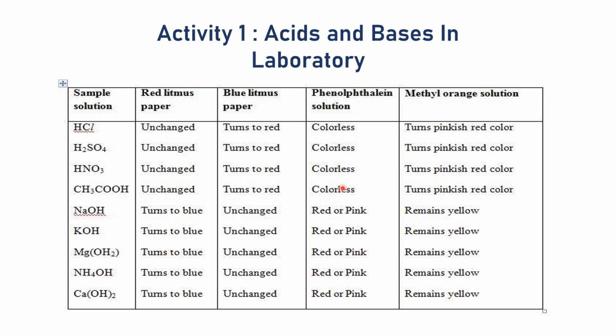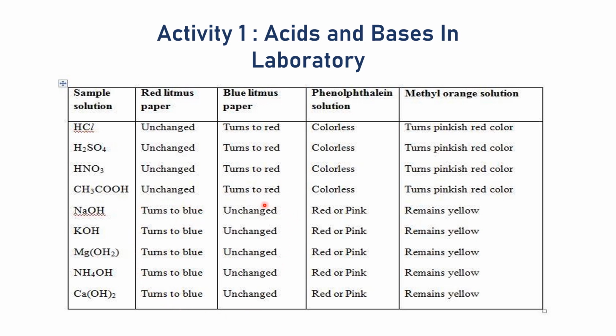But what if I put all these acids in methyl orange solution? It turns pinkish red color. All acids will change methyl orange into pinkish red color. Clear? Now coming to the bases. 1, 2, 3, 4, 5 bases. With all these 5 bases, red litmus paper will turn into blue, right?